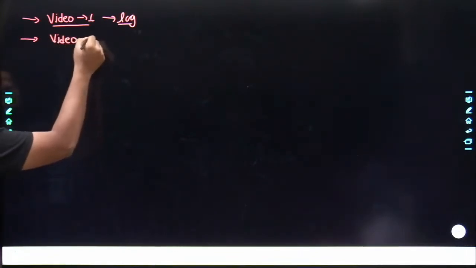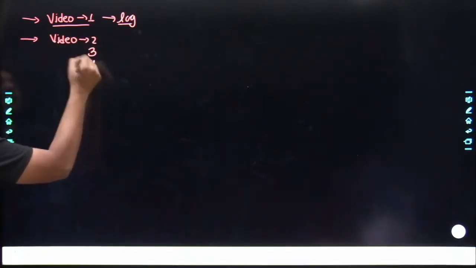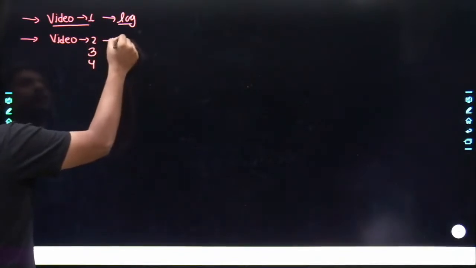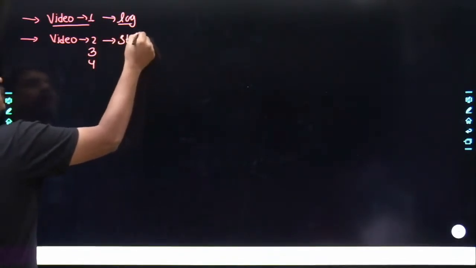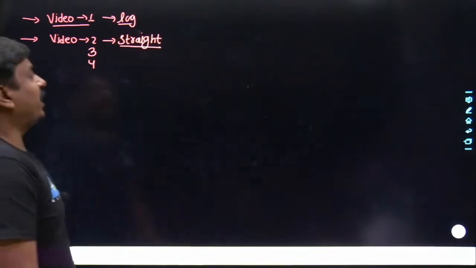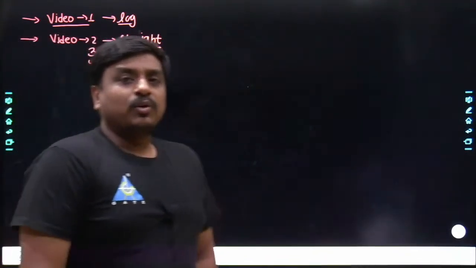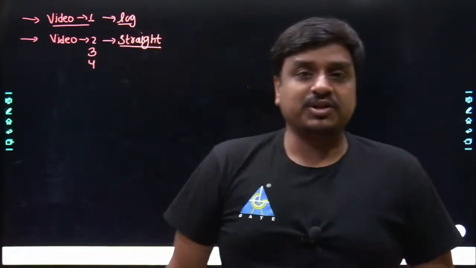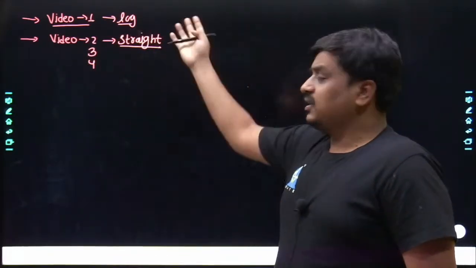Once you are done with video number 1, in video number 2, 3 and 4, I have discussed the straight line, where I took the reference of a straight line drawn over the 2D xy plane. And we even talked about the different kinds of mathematical equations through which I can address the straight line.